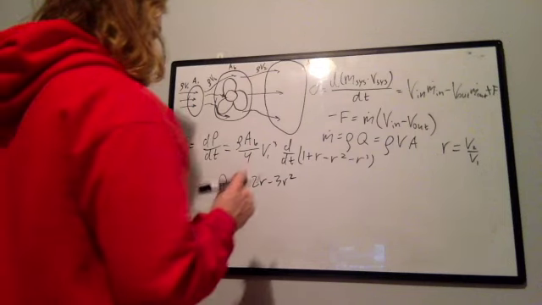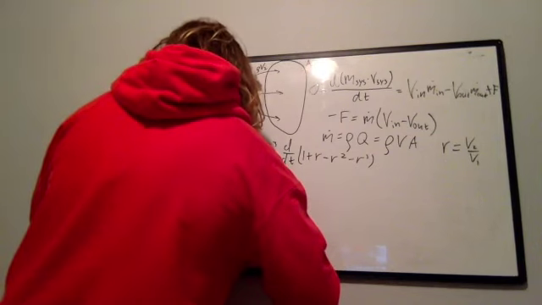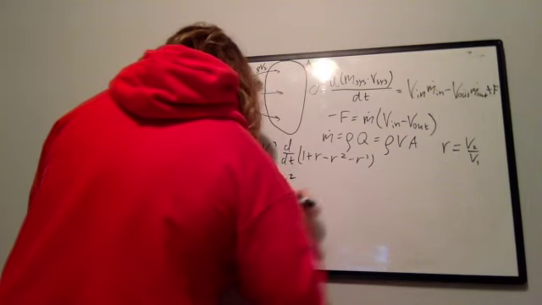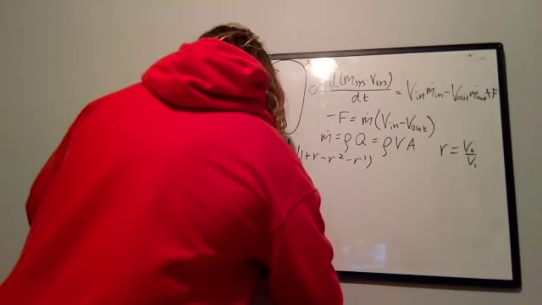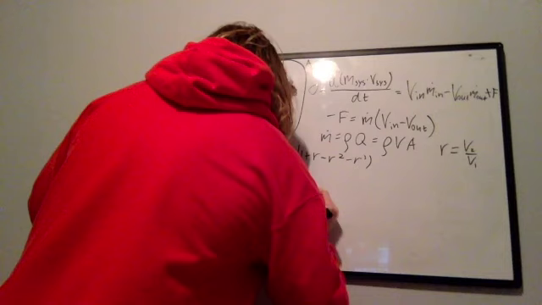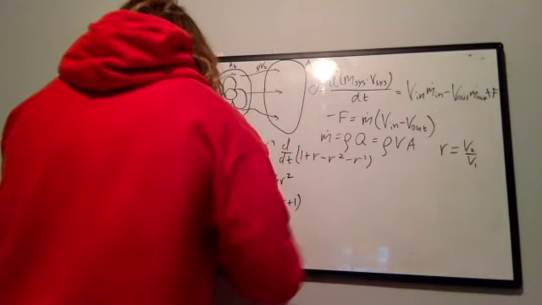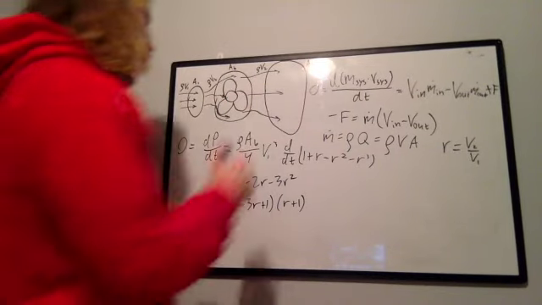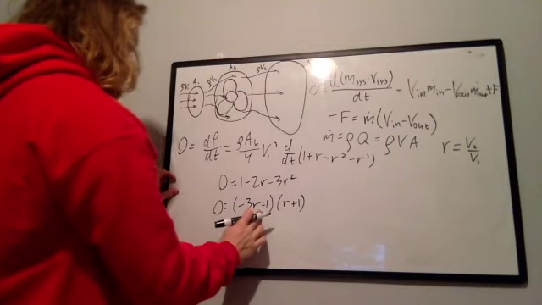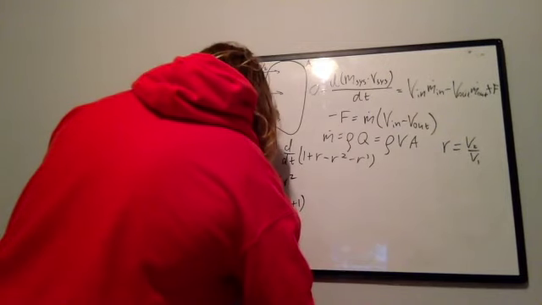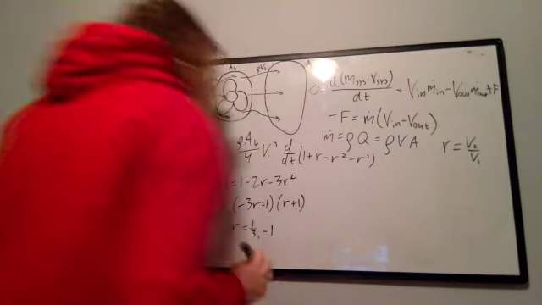So we can just do some simple factoring, and when we do that, we will get negative 3r plus 1, and then r plus 1. And that is all going to be equal to 0. So power is most efficient when r is equal to 1/3 and r is equal to -1.